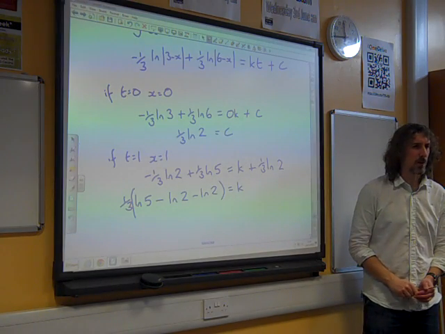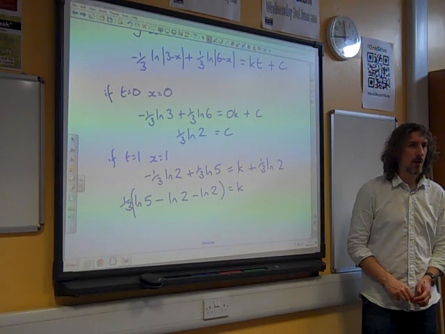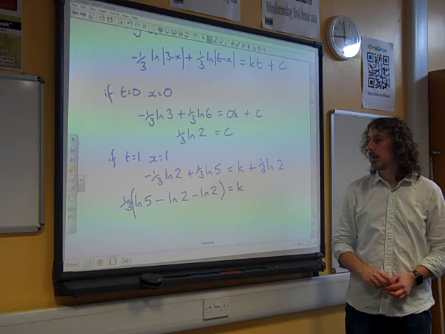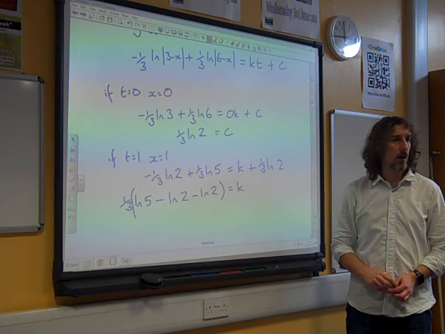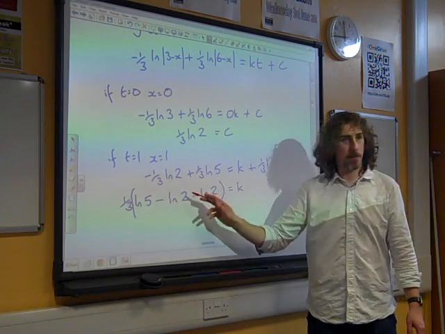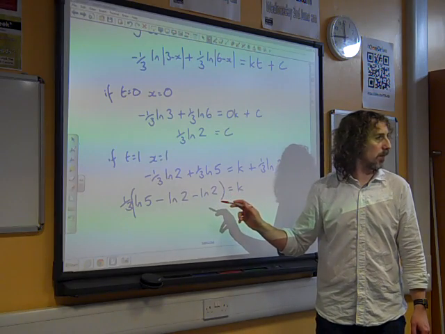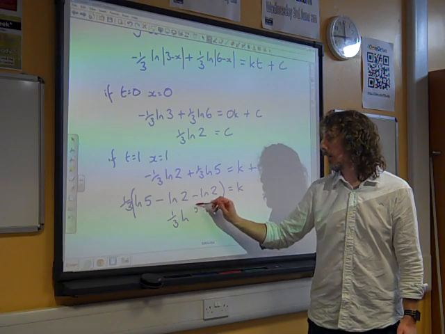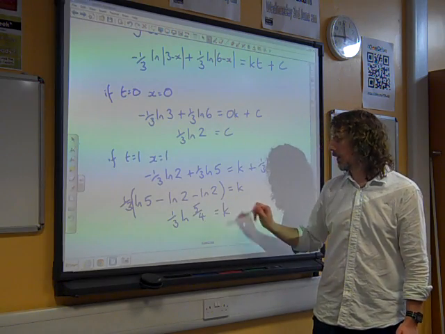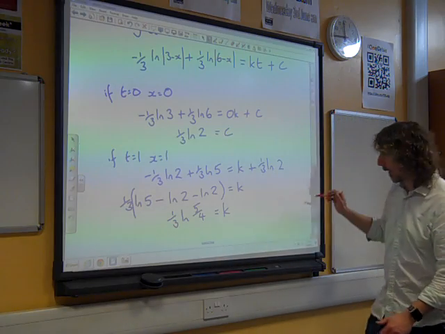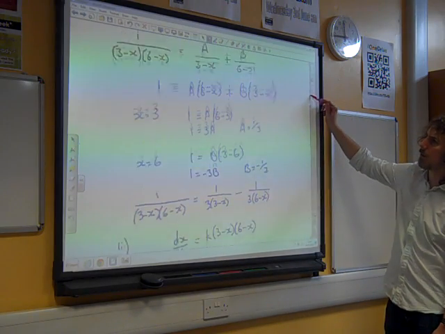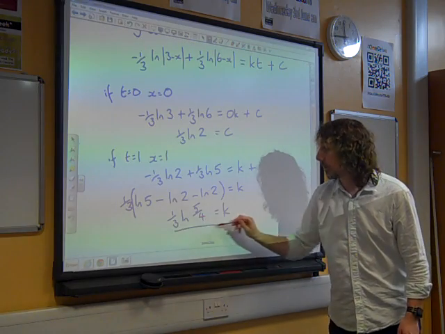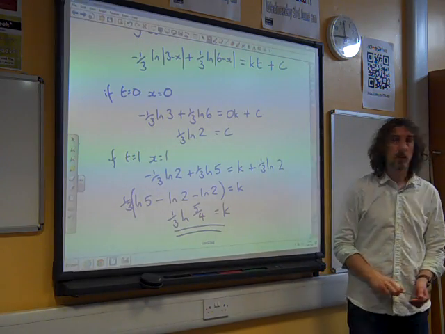Have I done too much at once? Is that alright, what we've done there? Taken a third out as a factor and pulled that ln 2 to the other side. So that's 5 divided by 2 and another 2. So that bracket is 5 over 4, isn't it? 1/3 ln 5 over 4 equals k. And that was what we were supposed to show, was it not? Show that k is a third ln 5 over 4. There we go. So we've done it.